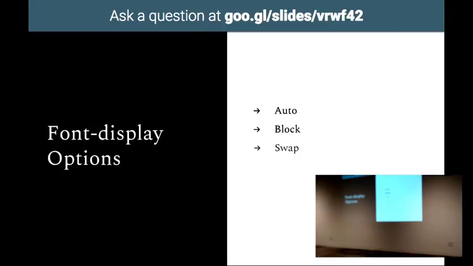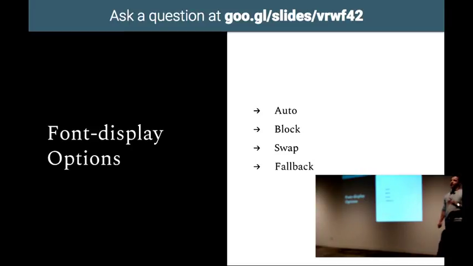The second option is swap. Swap means 0 block time, meaning we will show the fallback font immediately, with an infinite swap period. So that's kind of how Internet Explorer does it, right? It's 0, immediately show the fallback, start downloading the actual fonts, and if you ever get them, switch them out.